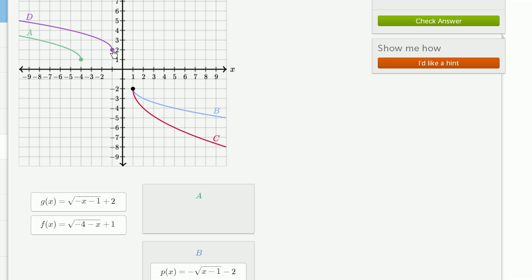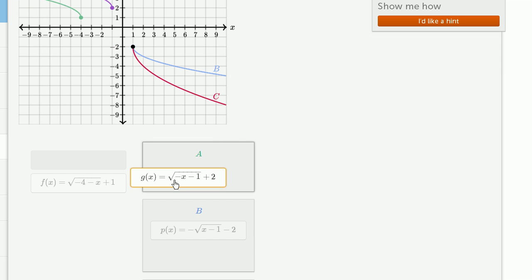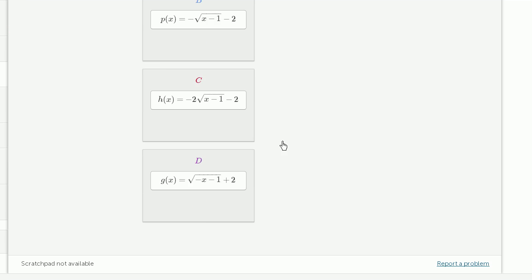If you're shifting to the left by 1, normally under the radical, you would have x plus 1. But then we flipped it around the vertical axis. And so that takes the negative of that. So that's why it's negative x minus 1. You could view this as the negative of x plus 1. So either way, that is D. Throw that under D.